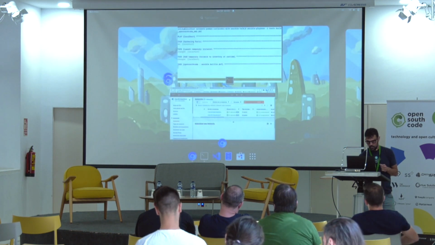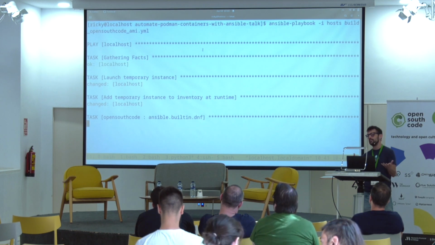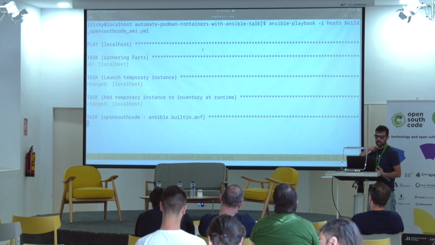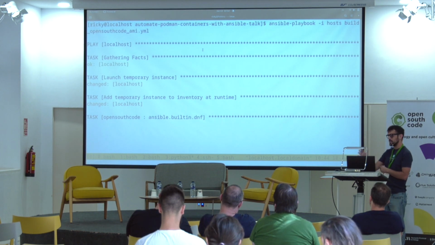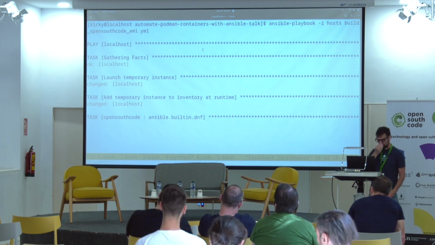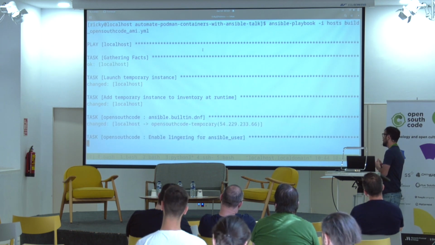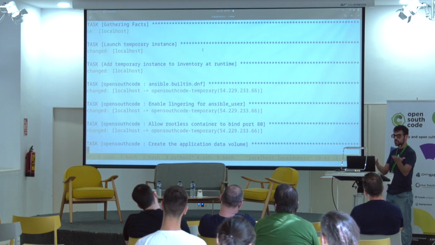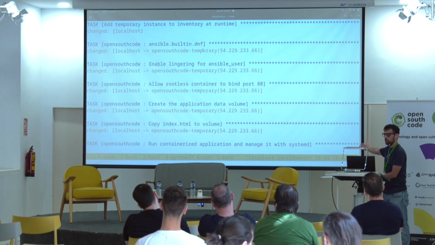Oh, so now we got green. It moved on. It launched the temporary instance. It added it dynamically to the inventory, since we added something new during the play, and it's not in our static inventory file. Now it's installing some prereqs, and then it's running the OpenSouthCode role that we have. So we're basically reusing what we have for bare metal for creating an AMI/cloud image for our containerized application.